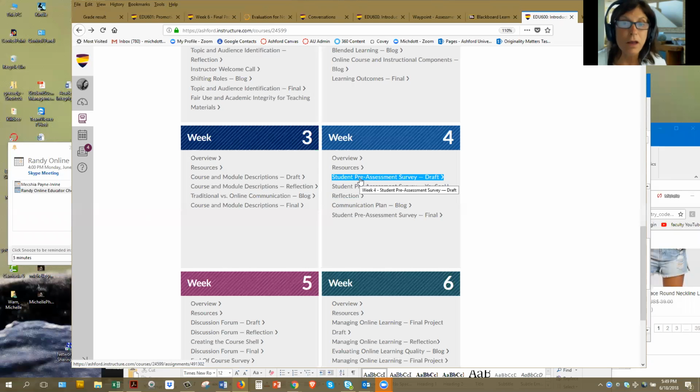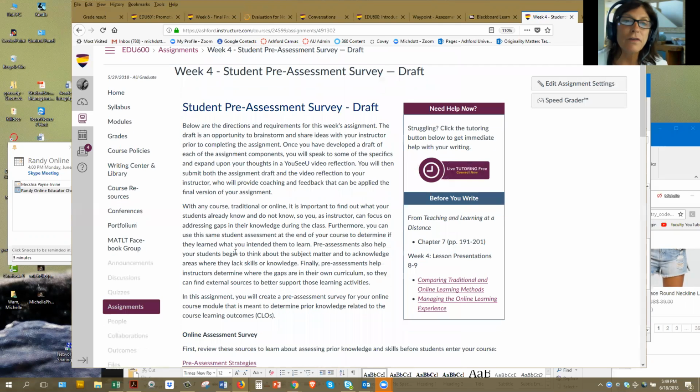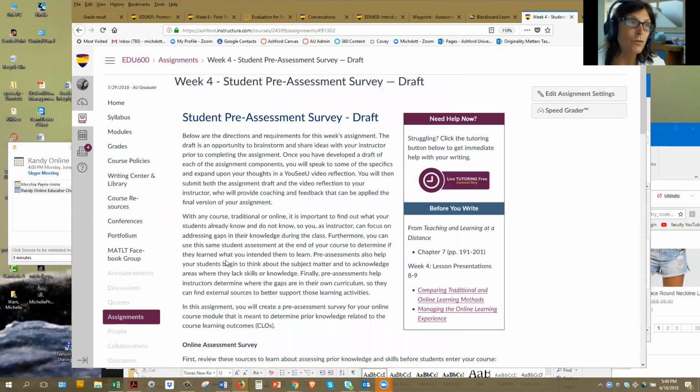In week 4, we're going into the concept of the pre-assessment survey, okay? The survey is not a test unless you want to do a pre and post test. That's really not the intent of this particular lesson. What we're trying to do is help you get to know your learners through a survey. Who are my learners? What do I want to know about them?